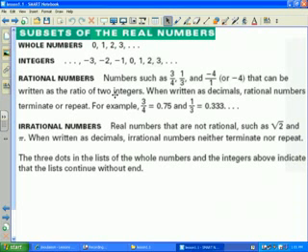Rational numbers, by definition, are any number that can be expressed as a fraction of integers, like 3/4 or 1/3, or -4 can be expressed as -4/1. Those are all rational numbers. Irrational numbers cannot be expressed as a fraction of integers. They are non-repeating, non-terminating decimals. Values like √2 and pi are examples of irrational numbers.